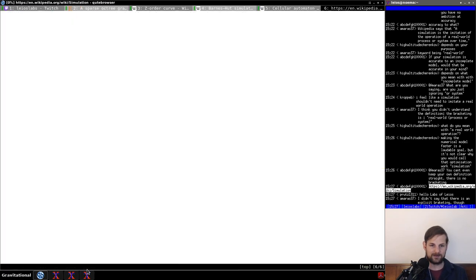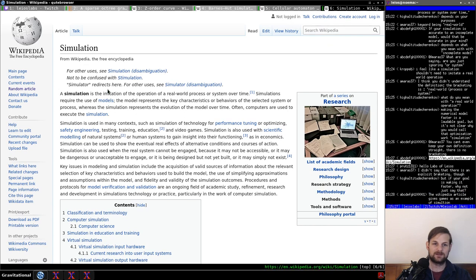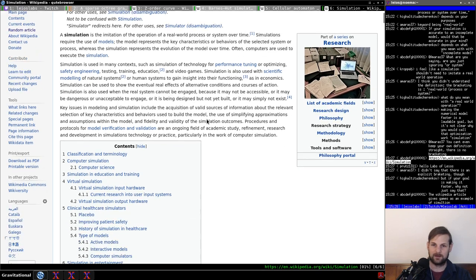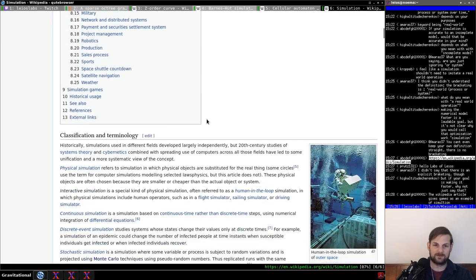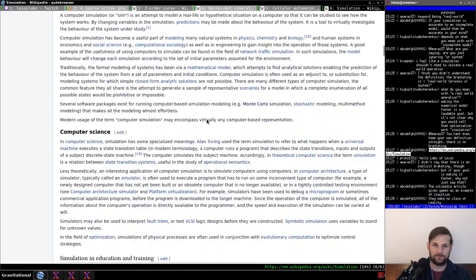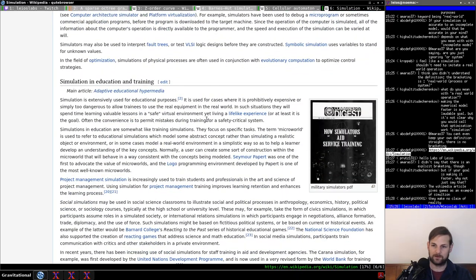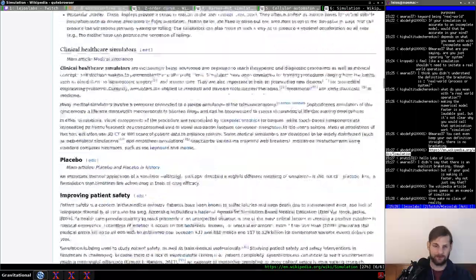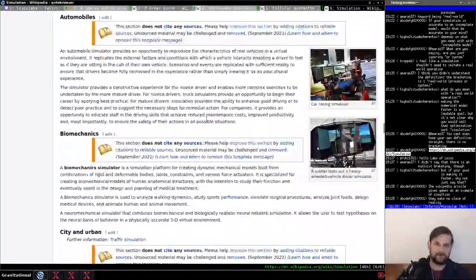Let's go here, paste that. Okay, so this says, a simulation is the imitation of operation of a real-world process or system over time. That's fair. Wikipedia articles give games as examples of simulations. That's also fair. I think a game is like a simulation, right? Yeah, I think so. They make no claim of reality. I would consider a game a simulation, right? Like a flight simulator is still a simulator.